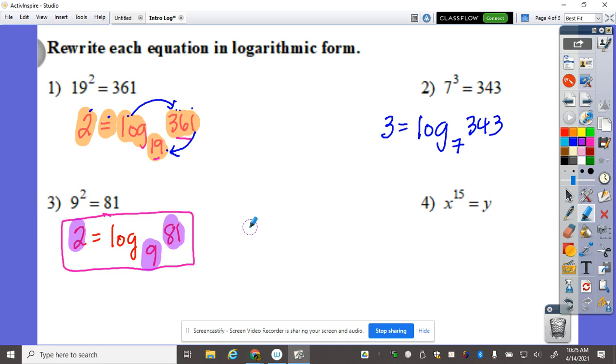So the logarithm gives you the value of the exponent, how many times you multiply the base by itself. Okay, so again here, 9 squared will give you 81.